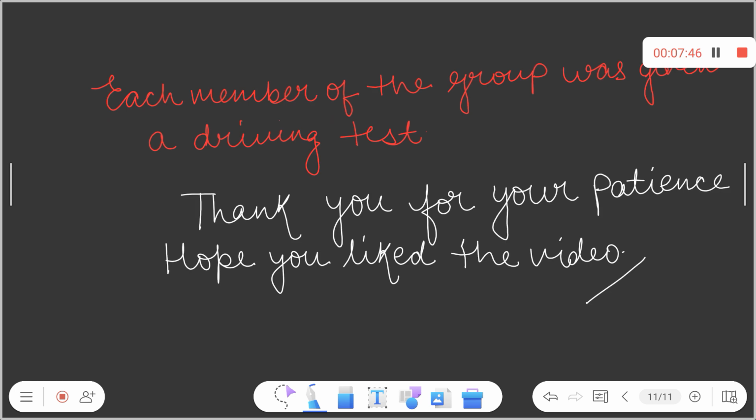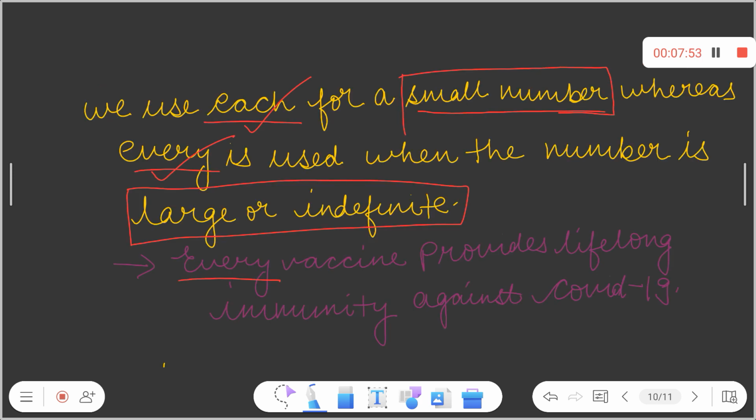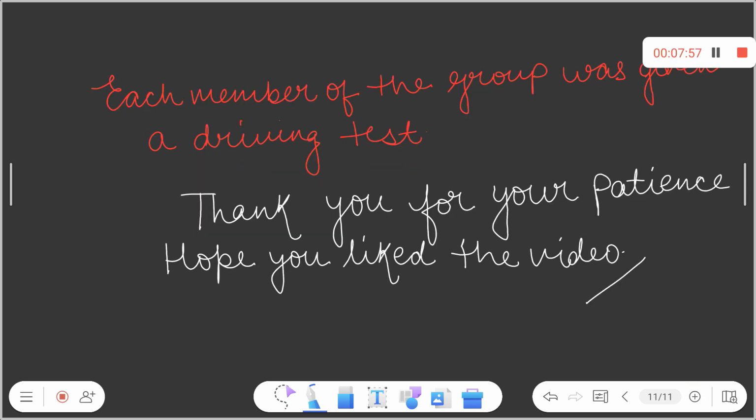Now see, when I say each member of the group was given a driving test, I'm talking about a smaller number, because I'm talking about each member of the group. So I'm using each over here.